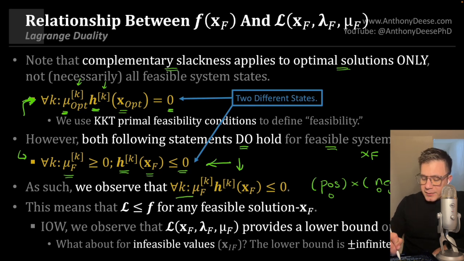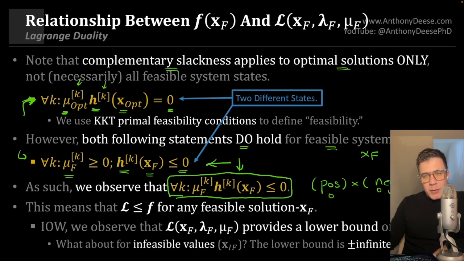Okay, so this right here is an important observation, because if the product of mu and h for any feasible solution is less than or equal to 0, that means that the value of the Lagrange function is always less than or equal to the value of its associated objective function for any feasible solution x sub f. In other words, we observe that the Lagrange function, when we feed it these feasible values, always provides a lower bound on what the objective function could be.